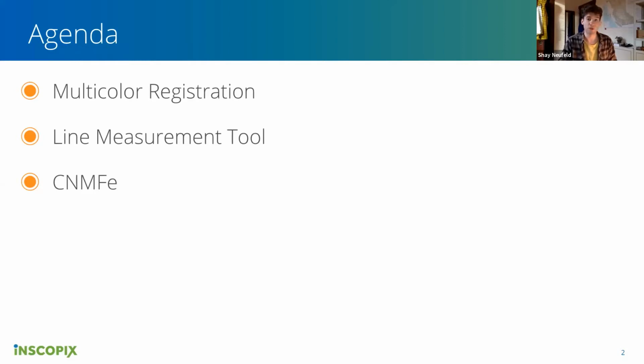We'll first do a demonstration of multicolor registration. It's pretty straightforward, there's not a lot of different steps, so we should be able to walk through that, look at the outputs, and see how that works. Then we're going to show you a new line measurement tool that we've made. It's a pretty small feature, but we think it's broadly useful.